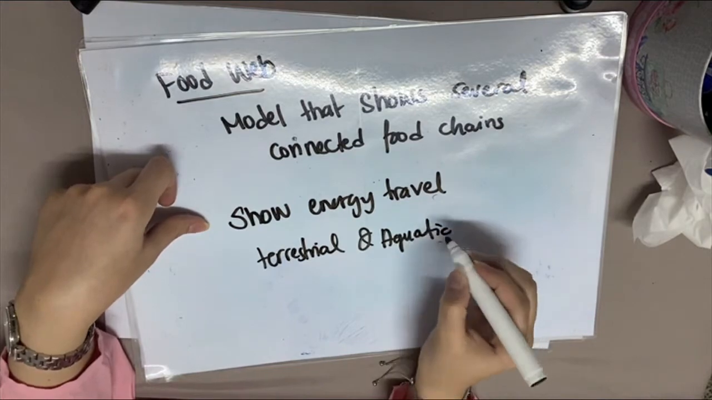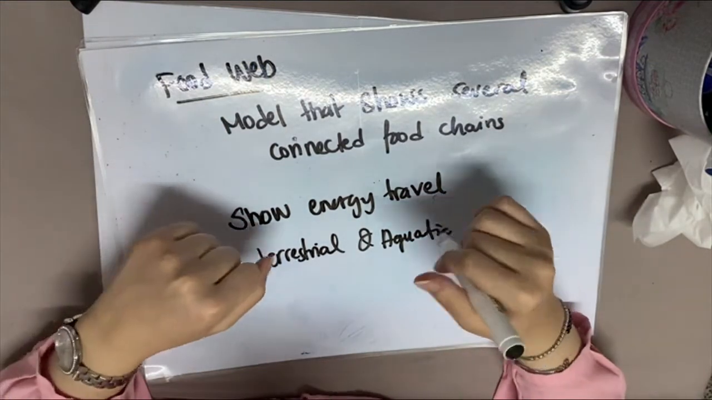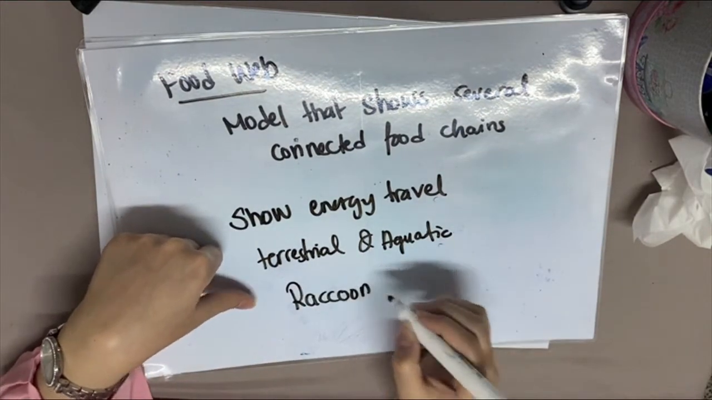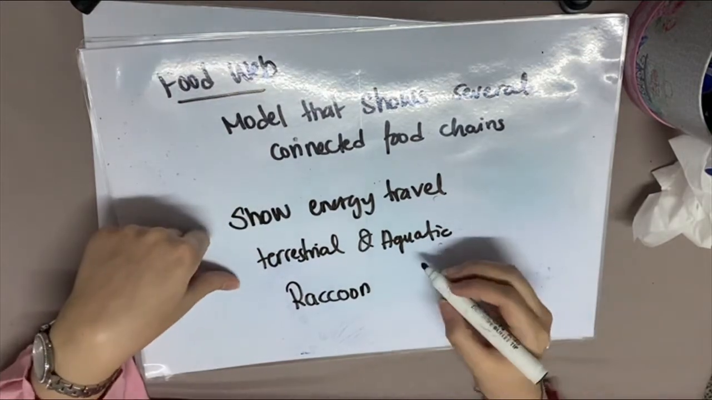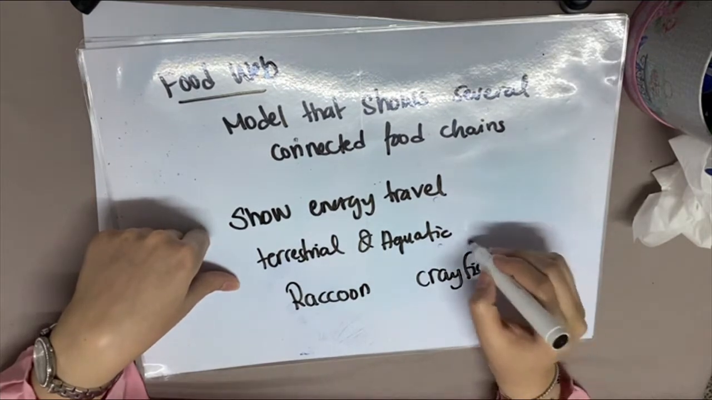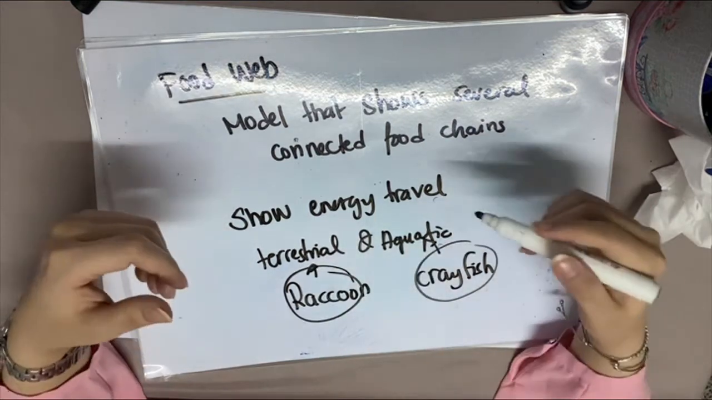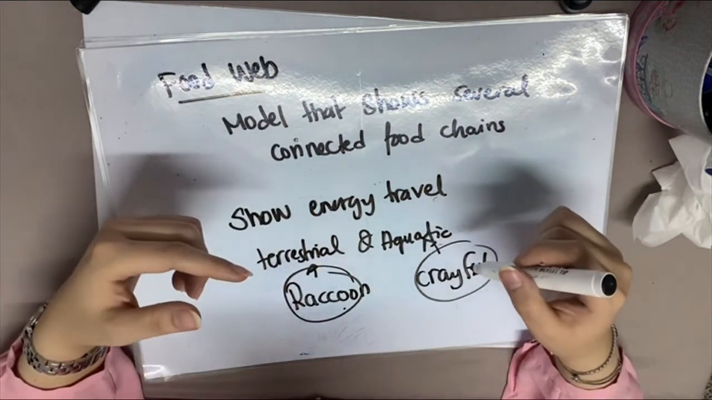So it's not just energy transferred in one area or one kind of place. For example, a raccoon. A raccoon is in a terrestrial biome, right? But raccoons might eat crayfish in a stream. So crayfish in a stream are aquatic biomes and raccoons are terrestrial biomes where there's a relationship between them. The raccoon can eat the crayfish.